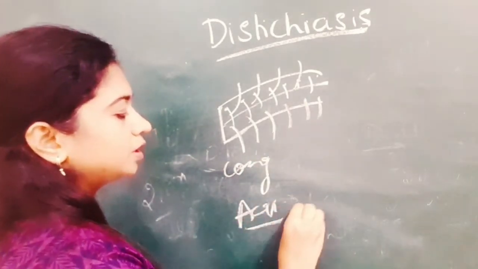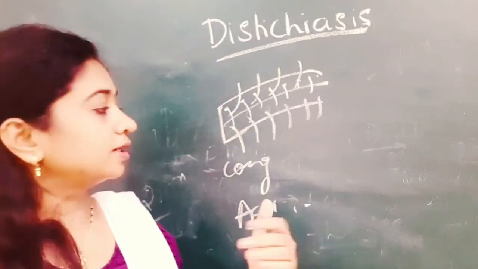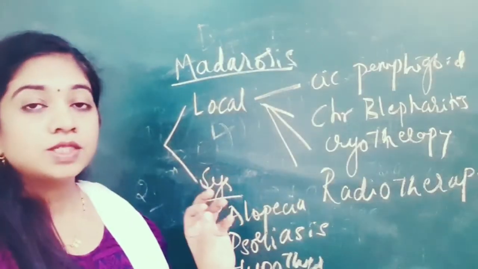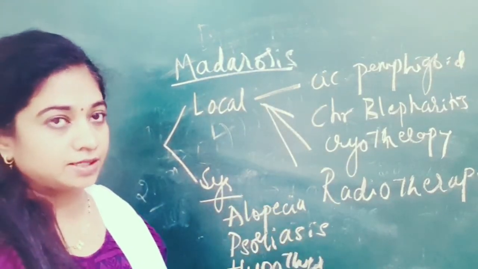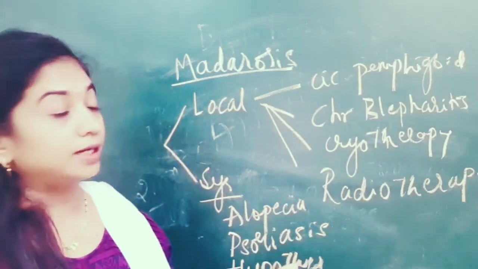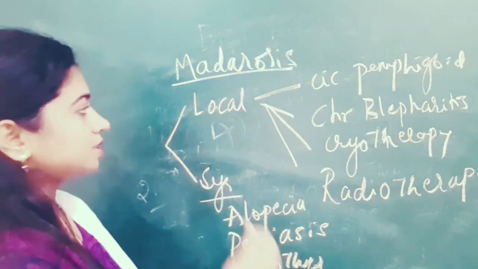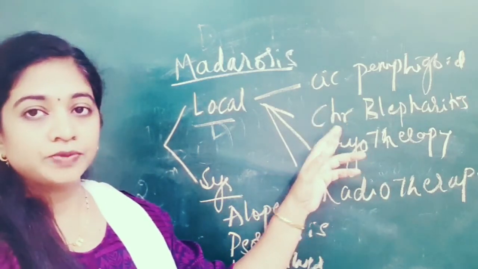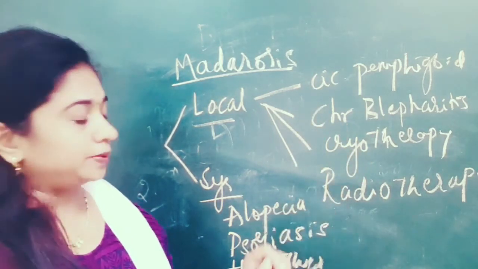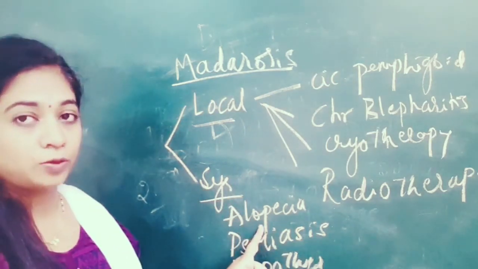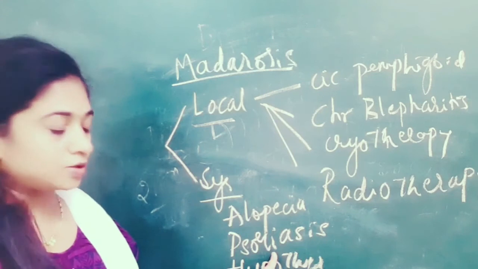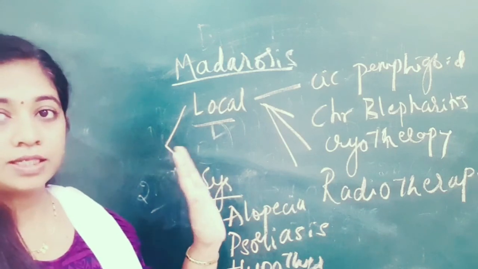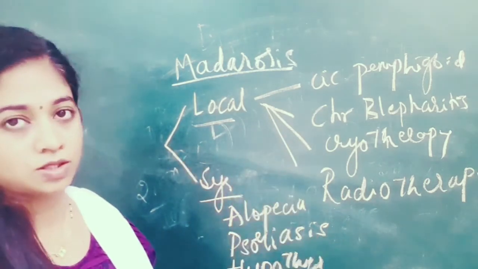The acquired causes are similar to those causing trichiasis, like Stevens-Johnson syndrome, cicatricial pemphigoid, and chemical injuries on the conjunctival side. Madarosis is nothing but partial or complete loss of the eyelashes. Okay, so it can involve the eyelashes of the eyelid or even the eyebrows. So it is important to know about the causes here. The local causes are cicatricial pemphigoid and chronic blepharitis. It can be following cryotherapy or radiotherapy. In systemic causes, we have alopecia areata, psoriasis, hypothyroidism and leprosy. So these are the causes for madarosis. Just remember, it is partial or complete loss of eyelashes, and the causes.